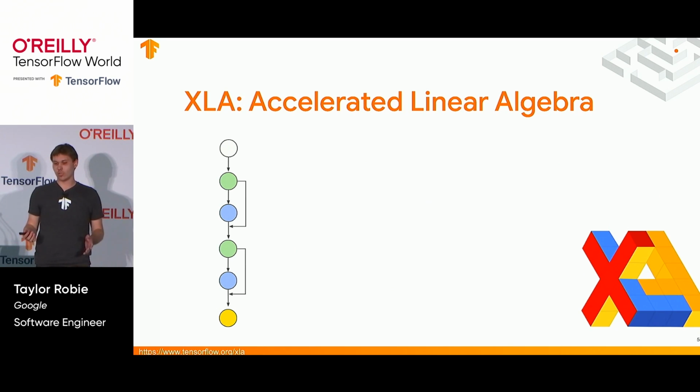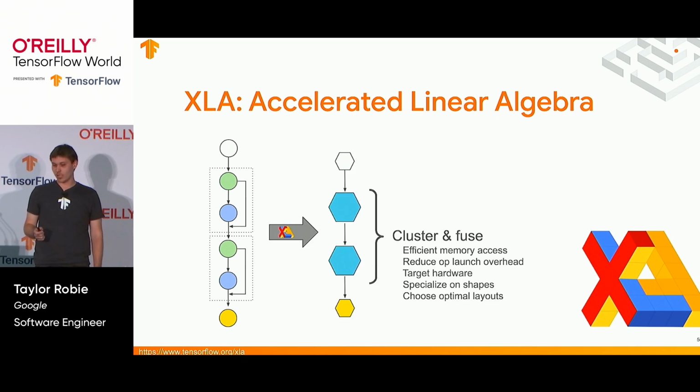The next optimization that I'm going to talk about is XLA, which stands for Accelerated Linear Algebra. To understand how XLA works, we have just this simple example of a graph with some skip connections. What XLA will do is cluster that graph into subgraphs and then compile the entire subgraph into a very efficient fused kernel. There are a number of performance gains from using these fused kernels.